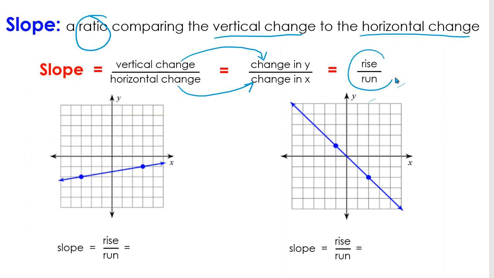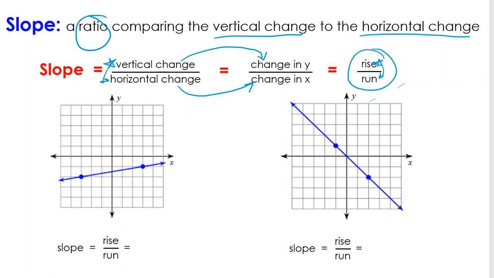And the names that we typically use for these are rise and run, so oftentimes you'll see slope designated as rise over run. And it's always going to be the comparison of vertical change in the numerator, in the top, to horizontal change in the denominator. Always rise on top and run on the bottom.